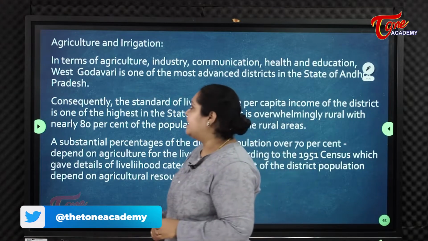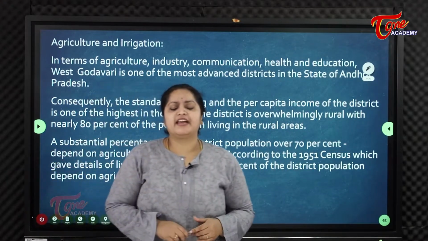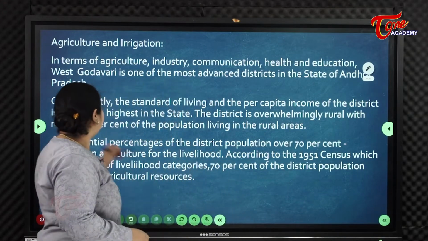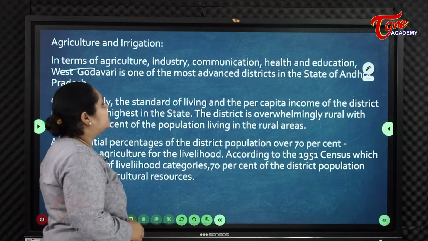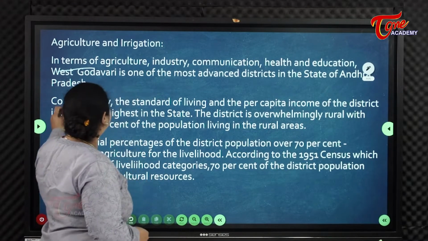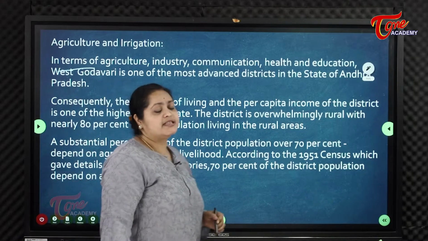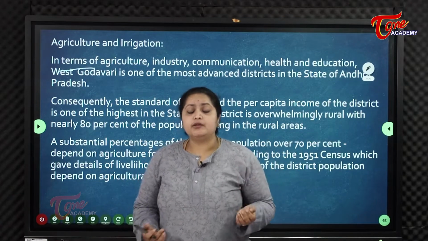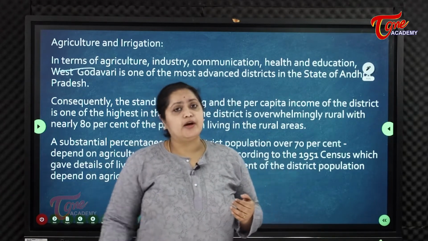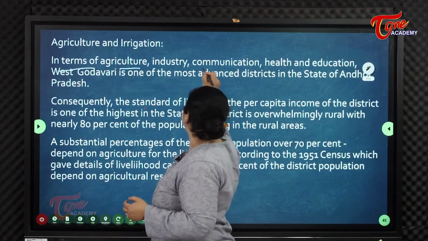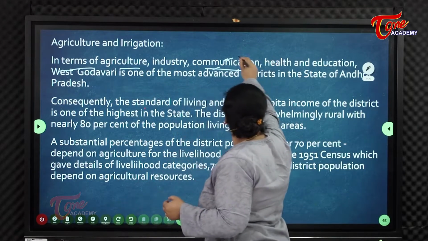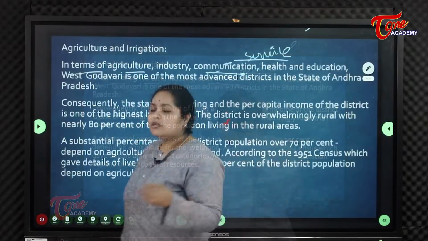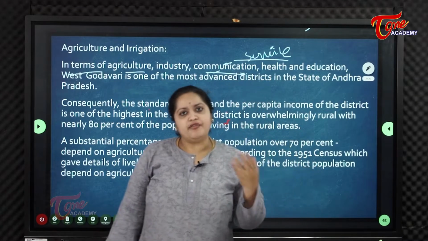Irrigation and agriculture. What kind of agriculture is practiced in the district of West Godavari? In terms of agriculture, industry, communication, health and education, West Godavari is one of the most advanced districts in the state of Andhra Pradesh. It is one of the most advanced in all three sectors of the economy, like agriculture, industry and communication or services, we can say. They come under the service sector. So it tops in the state of Andhra Pradesh.